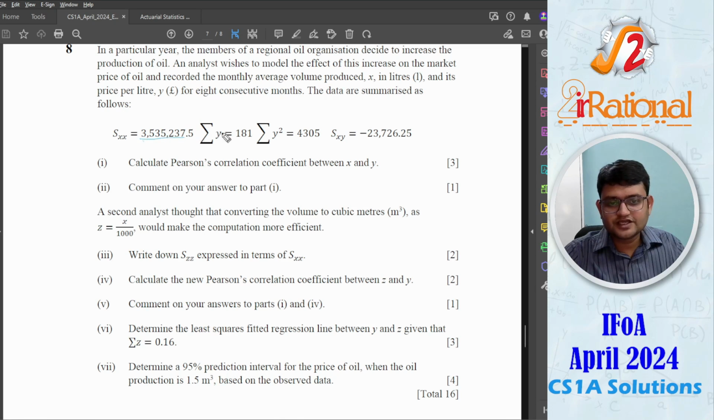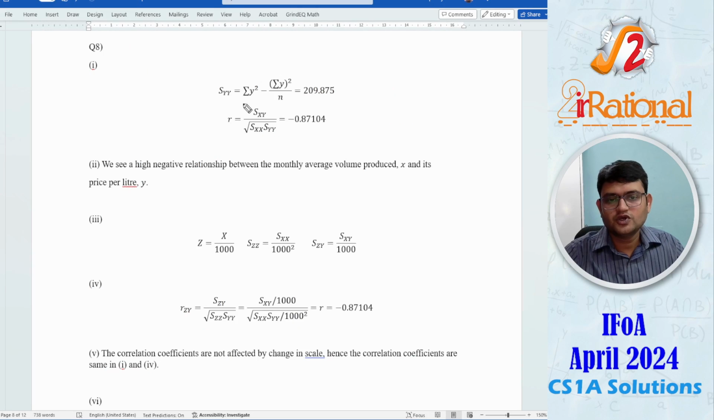So they have given SXX, SXY, and these we can use to calculate SYY. You have to calculate the Pearson's correlation coefficient between X and Y and then comment on your answer to part 1. So we'll calculate the SYY and then R. That turns out to be minus 0.87104.